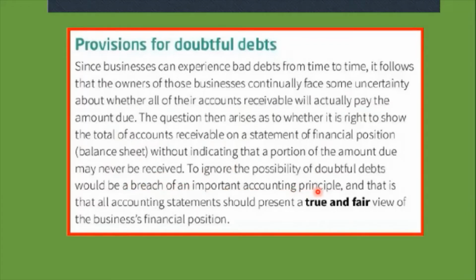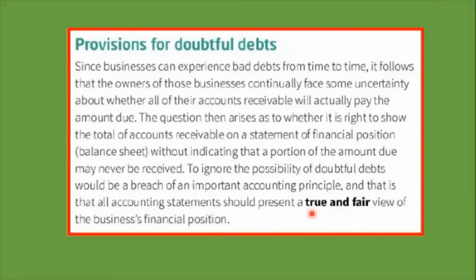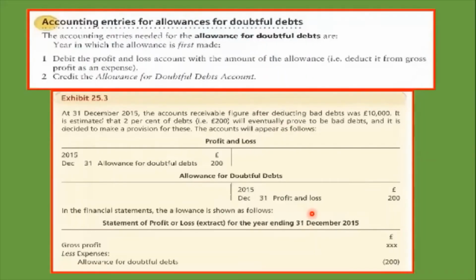Okay, what it means is you are not being prudent. The prudent concept that we learn about in Form 4, right? And that is what all accounting statements should be: a true and fair view of the business's financial position, right? But it's not true and fair if you have debts on it that you would not collect, right? Basically, what that is saying is that you have to make provision for the debt that it might eventually turn out to be bad. So what you do is you make an entry to provide for it.